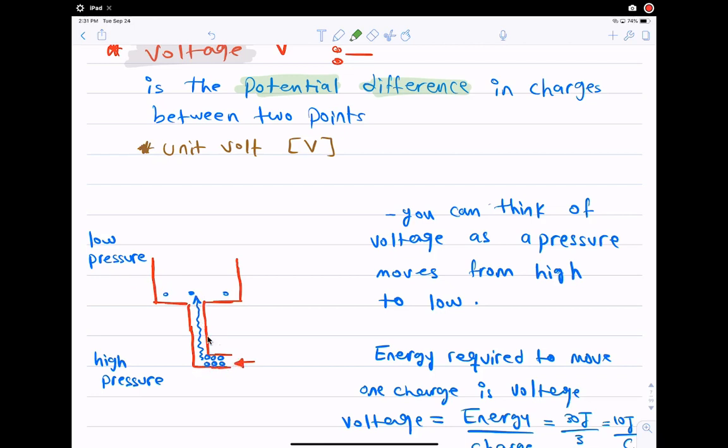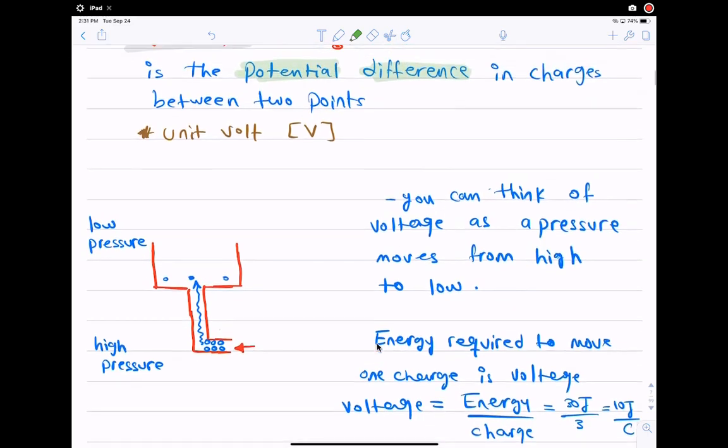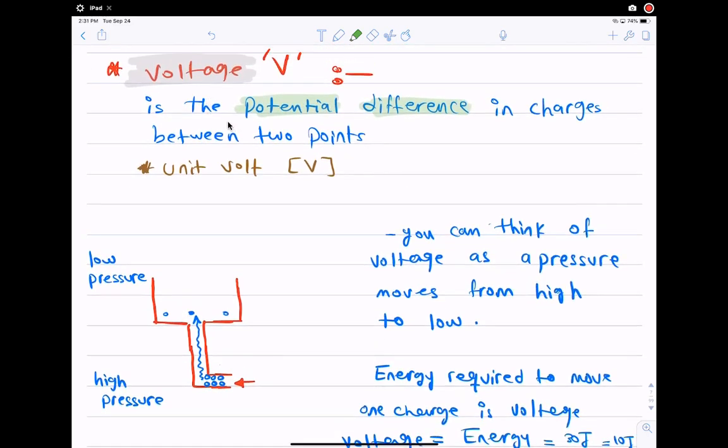Now the movement needs energy, and here the energy comes in the picture. Now if I use 30 joules of energy to move 3 particles, then 30 over 3, which is 10, is the voltage. So again, if we go back to this definition, it's the potential difference.